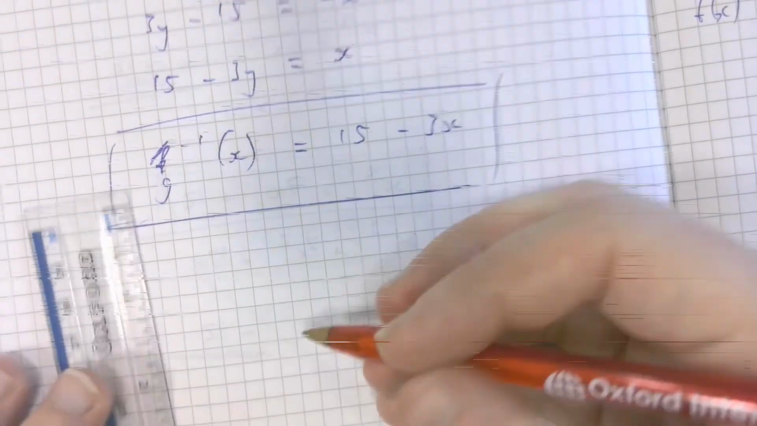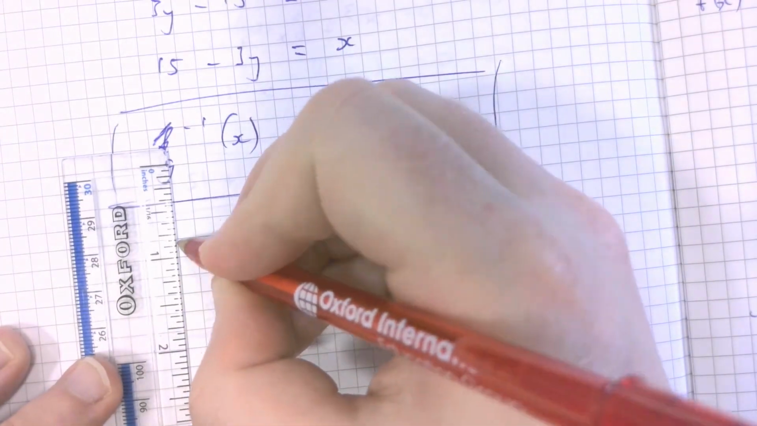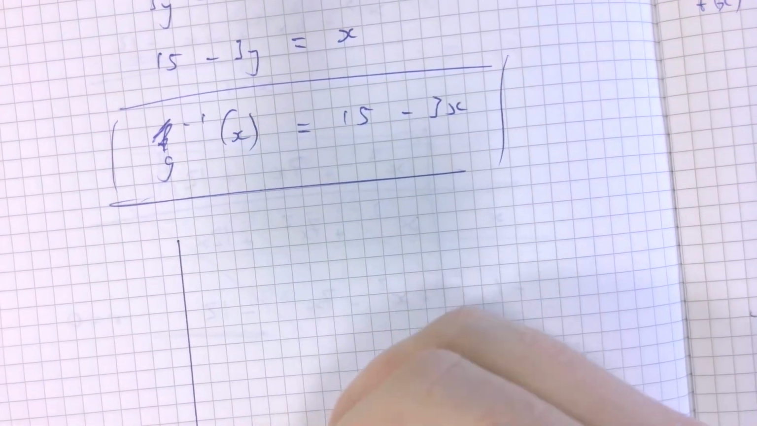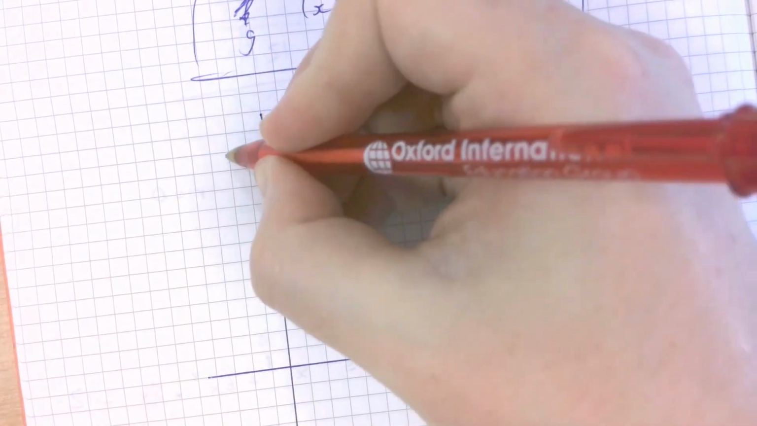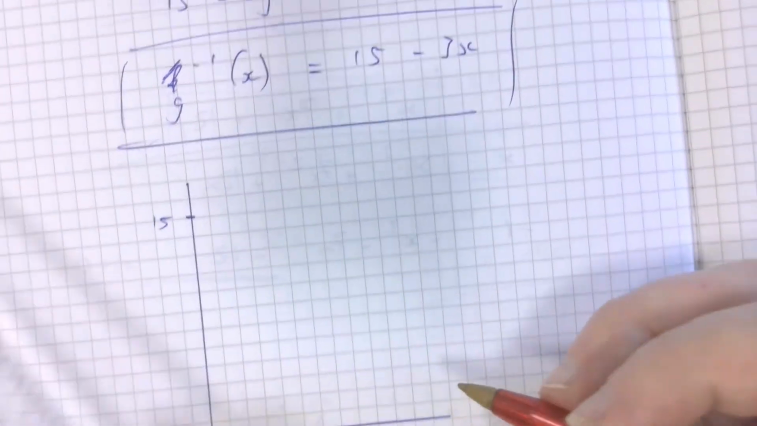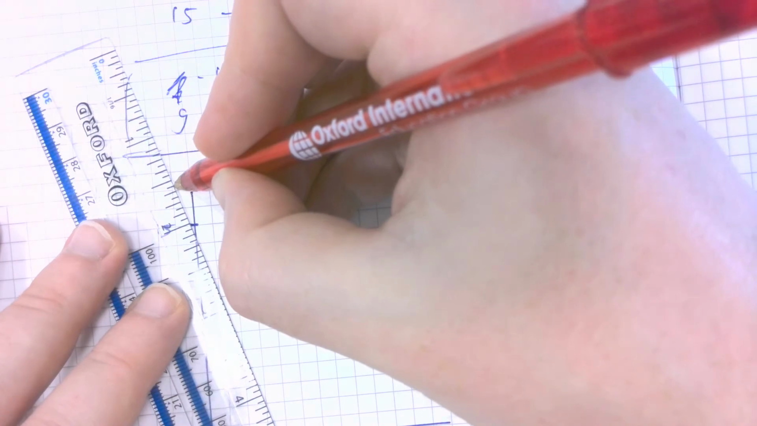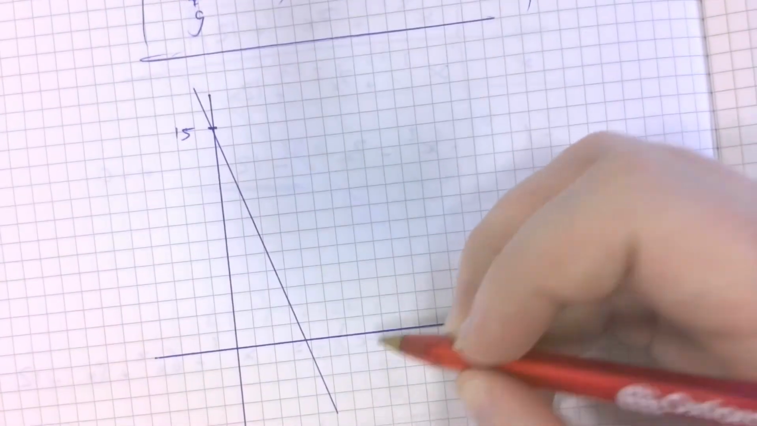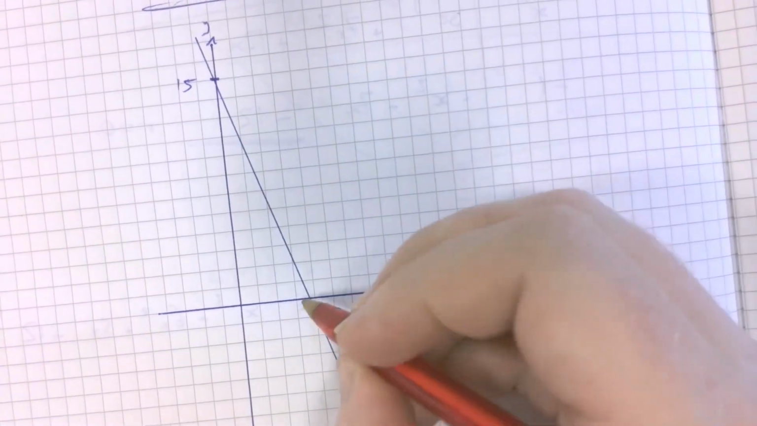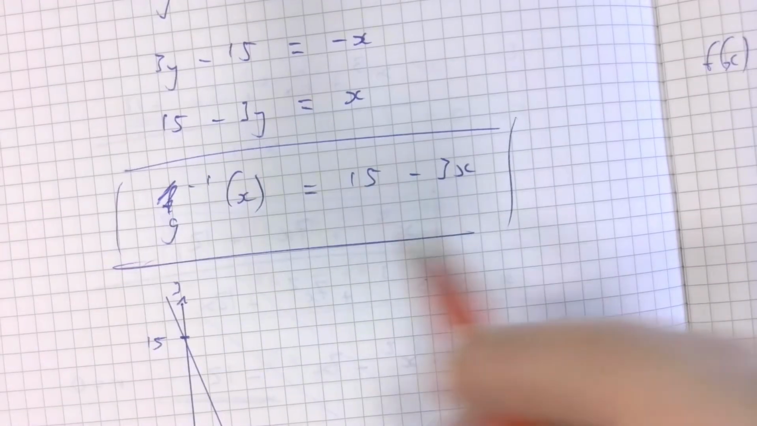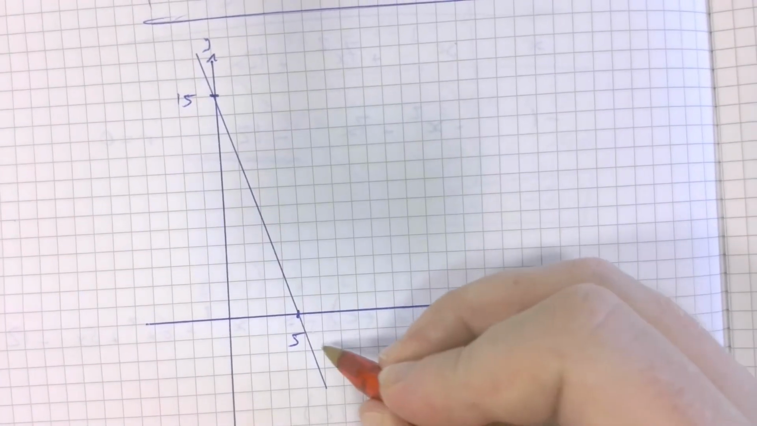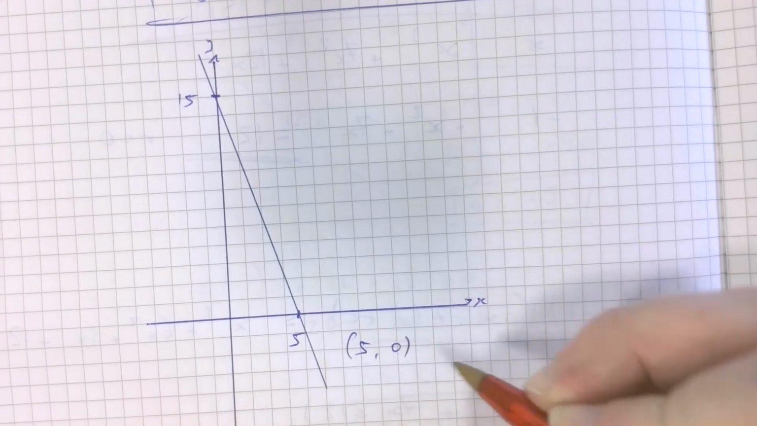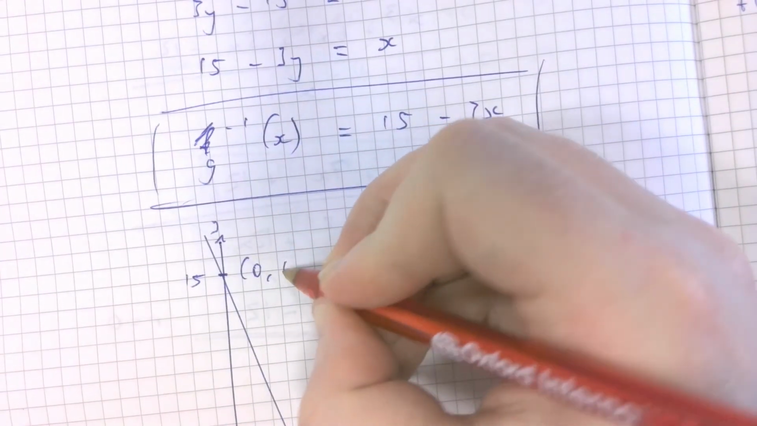Now, in terms of that sketch, we can sketch that too. The y-intercept is 15, and then minus 3 is the gradient, so it's going to be a lot steeper, down like that. And you might see what I'm trying to get at here. The x-intercept, if you do the same method as we did before, is going to be 5. So the x-intercept is (5, 0). The y-intercept is (0, 15).